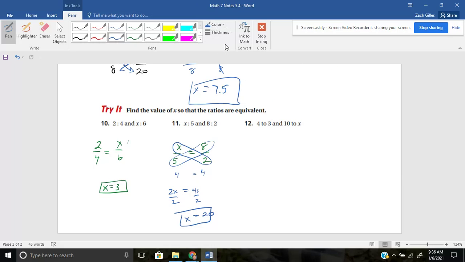And last one, I've got 4 to 3 equal to 10 to x. Okay. I'm going to go ahead and use the cross products again. So 3 times 10 is 30 equals 4 times x, which is 4x. And then to solve, I just need to divide by 4 on both sides. So 30 divided by 4, 4 goes into 30 7 times, which is 28. And there's 2 left over to get to 30. So 2/4, which is the same thing as 0.5, so x is equal to 7.5.